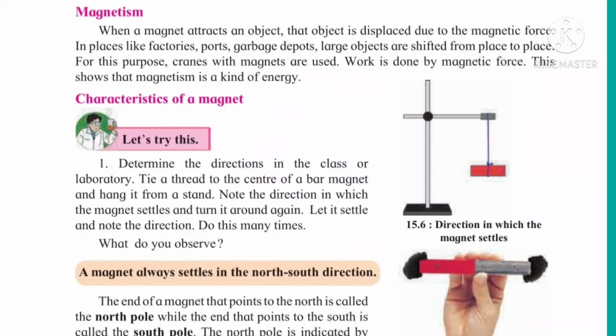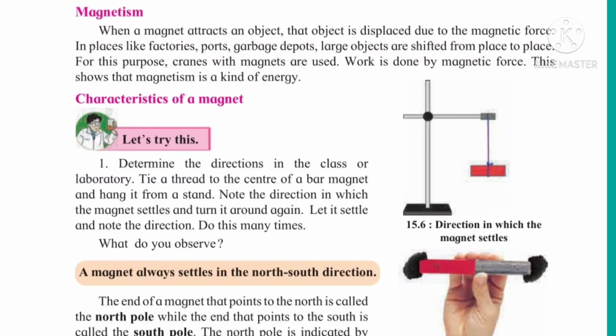Now let us see some properties of magnet, that is magnetism. When a magnet attracts an object, that object is displaced due to magnetic force. In places like factories, ports, garbage depots, large objects are shifted from place to place. Yes, for this purpose, cranes with magnets are used. Everyone knows the crane, so in that also magnets are used.